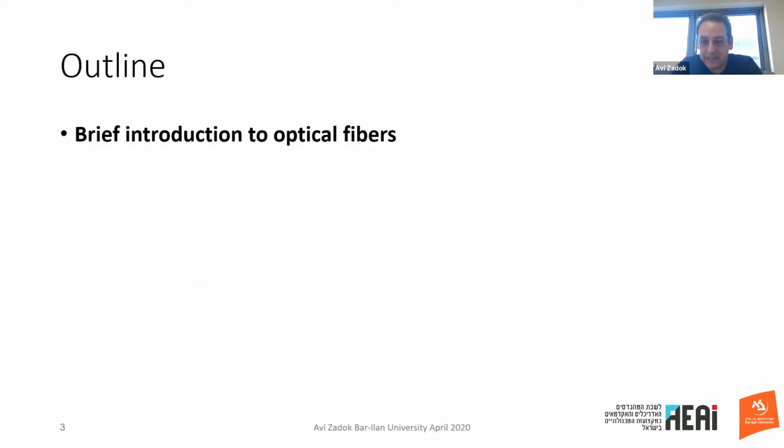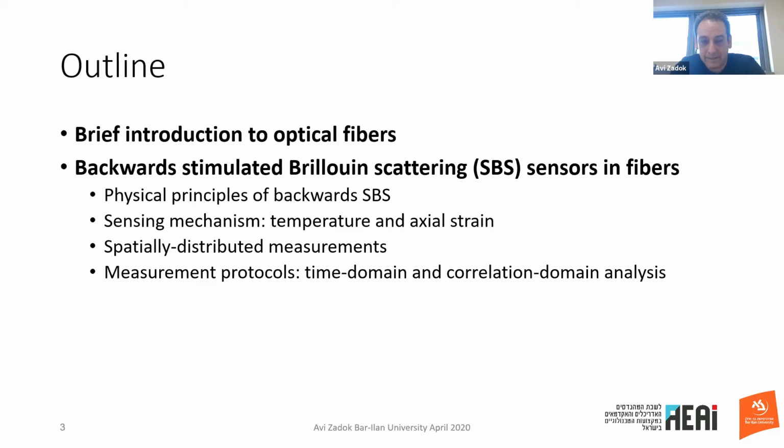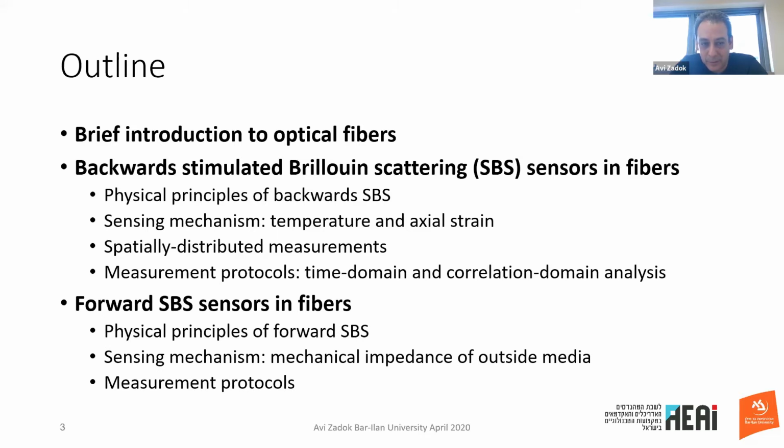In the outline, I will start with very briefly touching on optical fibers, what these are and what we do with them. And then most of the talk will be dedicated to two specific processes that we use in sensors. They are called collectively Brillouin scattering processes, and they come in two flavors, in the backward direction and in the forward direction. And we'll speak of the physical principles of those and how we use them for sensing and what we can and cannot do using these phenomena.